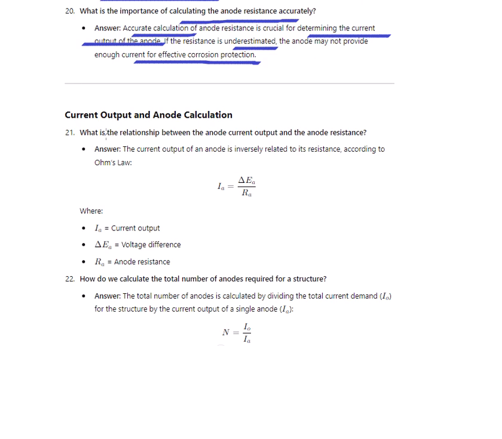What is the relation between the anode current output and anode resistance? It's inversely proportional. The current output of the anode is inversely related to its resistance, according to Ohm's law.